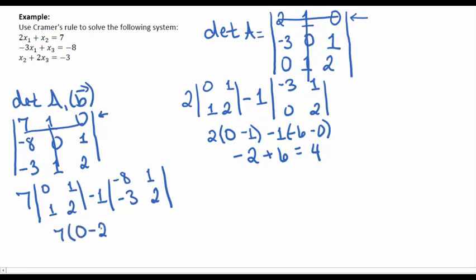0 minus 1. Minus 1 times -8 times 2 is -16, minus -3, so plus 3. This gives -7 plus 13, which is 6. The next determinant I need is A sub 2 of b.